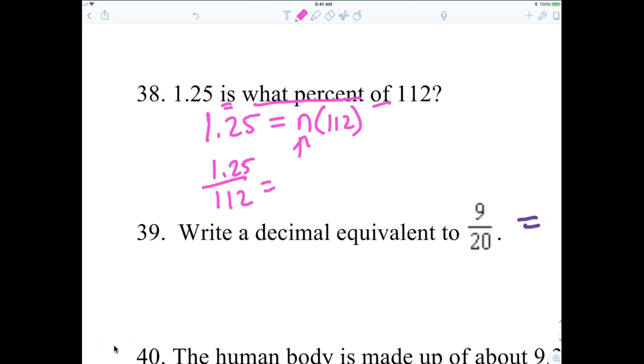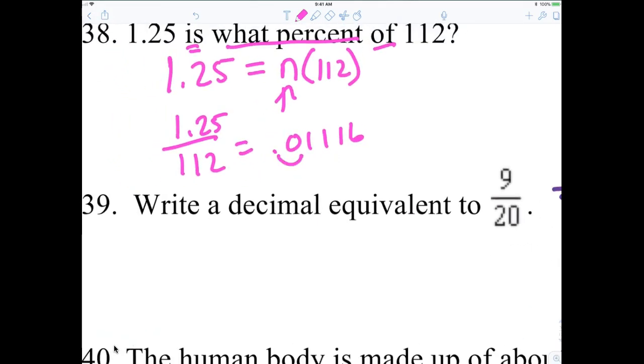You're right. It's small. .0116. Okay. So what percent is that about? Remember, you always move the decimal twice, right? 1%. Yeah. But we could say like 1.1%. How did I know it was close to 1%? Because this number down here is close to 100. Does that make sense, right? Close to 100.